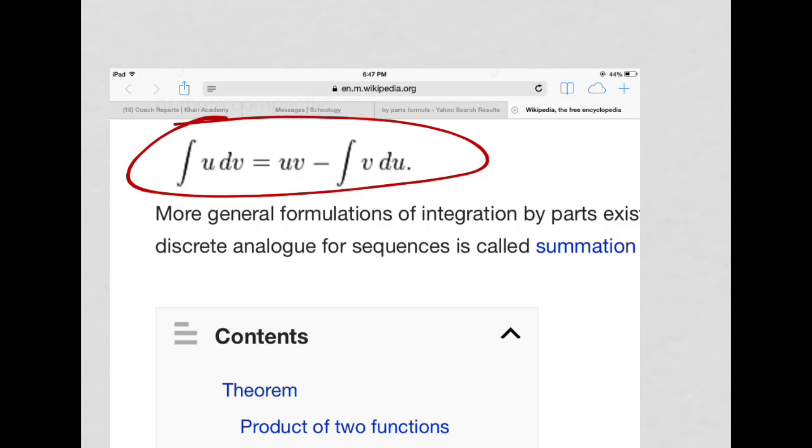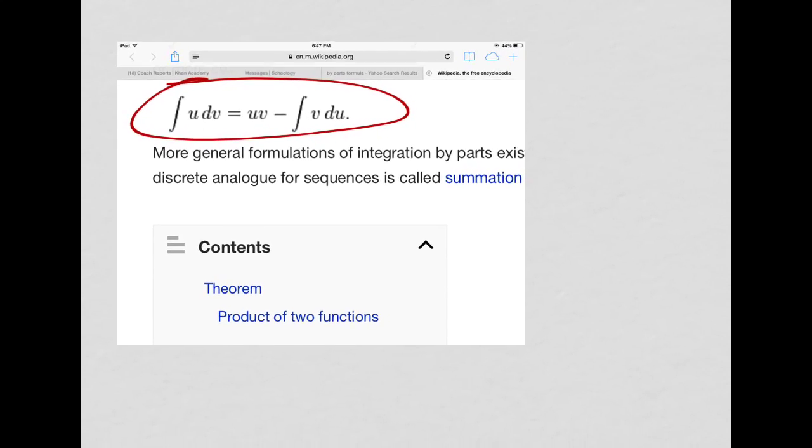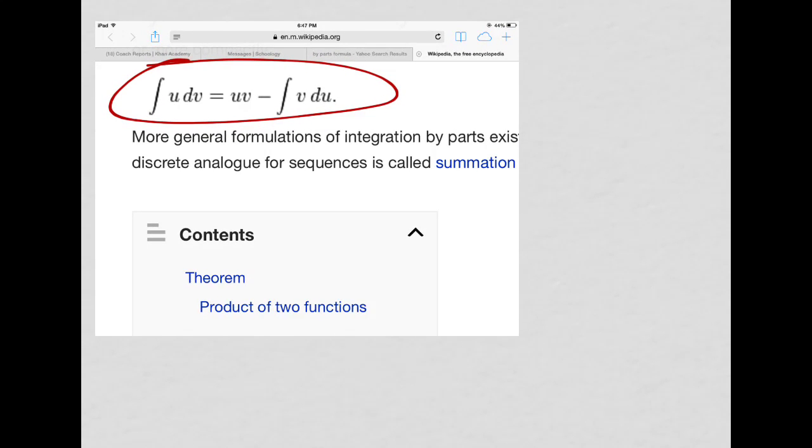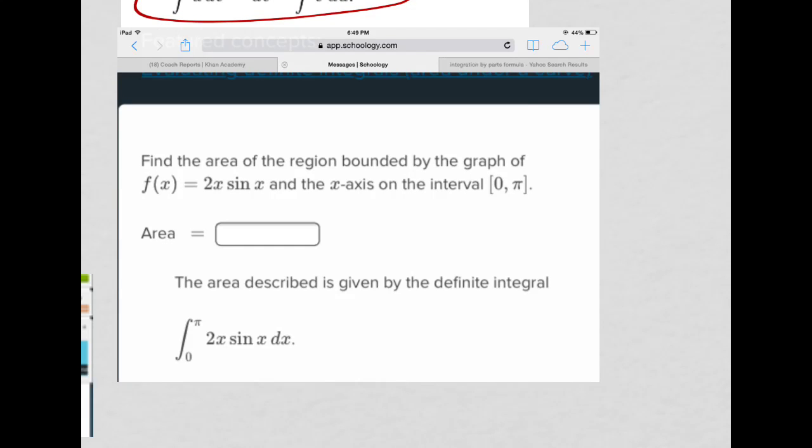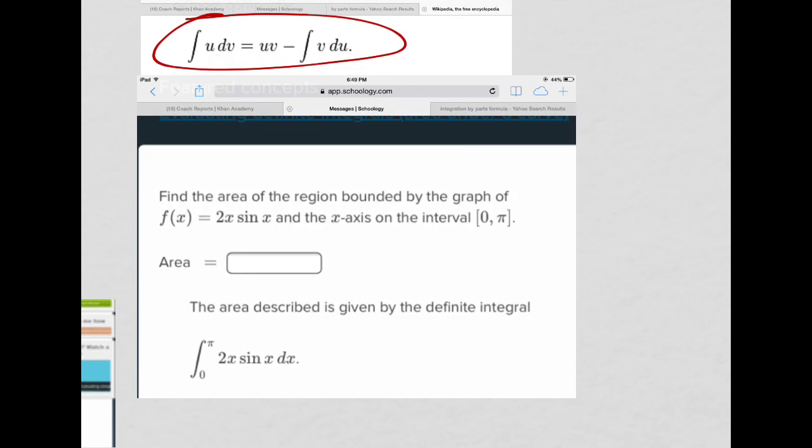So this is the integration by parts formula, and I'm going to just use it and see if I can do the problem that you had. So let's see. Here's what you have. Here's the integration by parts formula, and I think I'm going to do it a little bit differently than what Khan Academy does. But if we just start going, we're going to choose a u value.